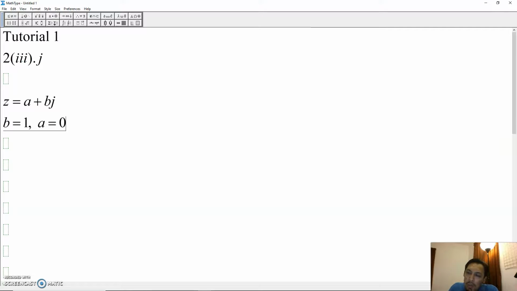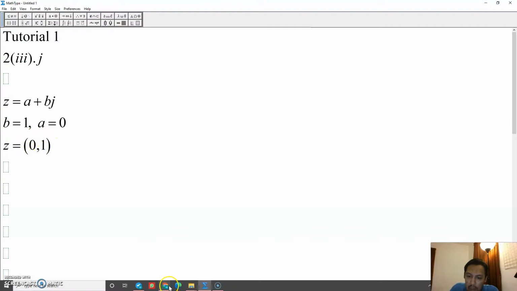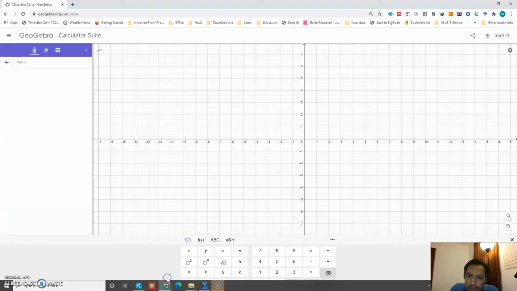So basically the Cartesian coordinate for this equation is 0, 1: 0 for A and 1 for B. Hence, this is the coordinate that should be plotted in the Argand diagram. So let's see where it should be. It is simply here. So it is Z, 0, 1.